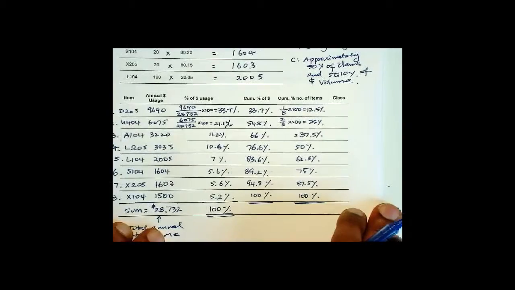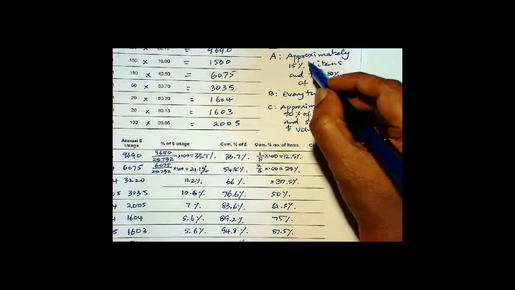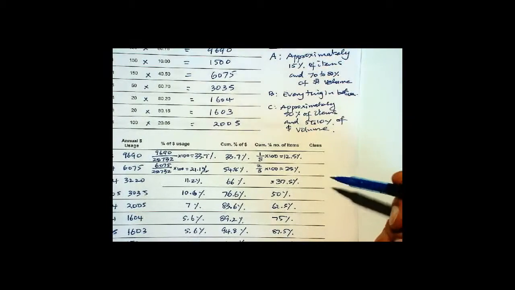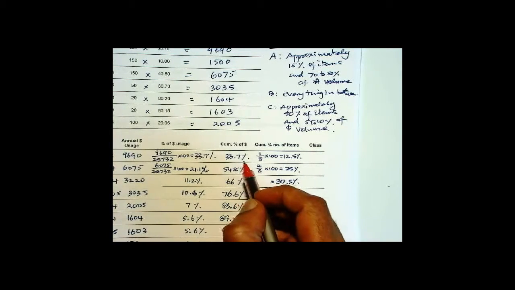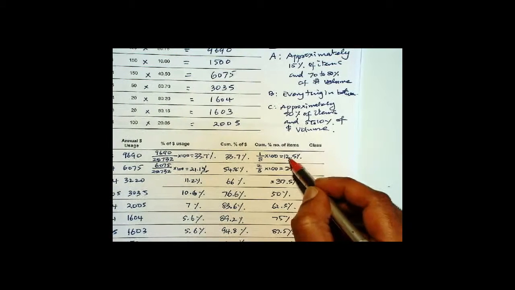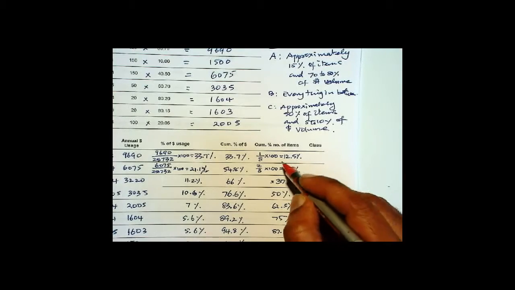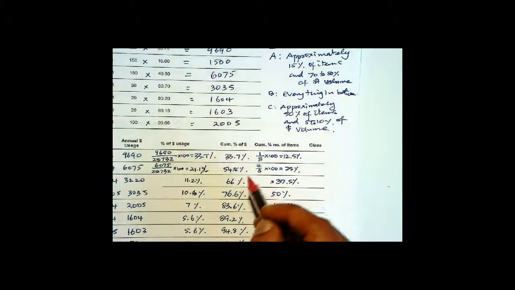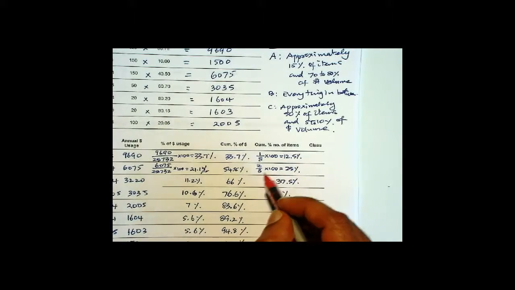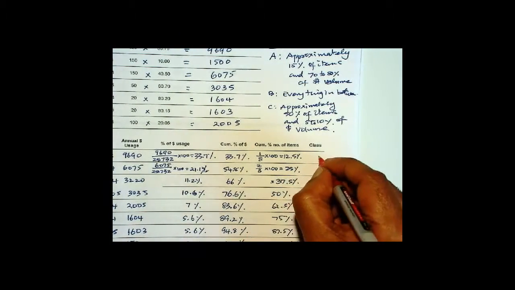So now our task is to look at the class A rule and try to fit it in here. So approximately 15% of the items, so that will be about, the first one is 12.5, the second one is 25. Then we need 70 to 80% of value. So you see that it doesn't fit. So you have to try to come up with something. So the first item is A, obviously.